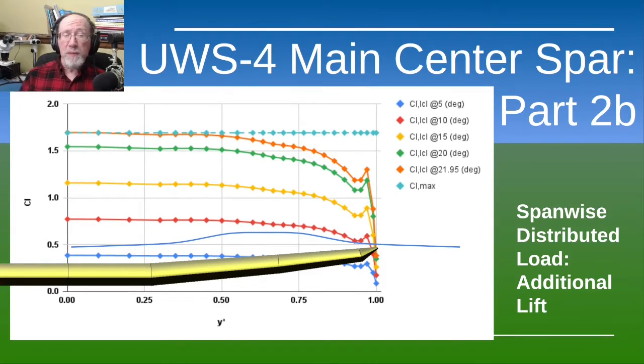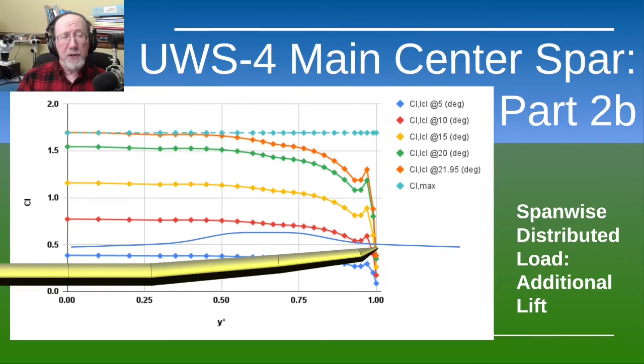This is part 2B of a mini-series, part 2 of a larger series that is intended to design the main center spar of the UWS-4 ultralight airplane. And here, when I say ultralight, I mean an ultralight that meets the US FAA Part 103 regulations. What we're doing in part 2 is working on the distributed load across the wing of the ultralight.